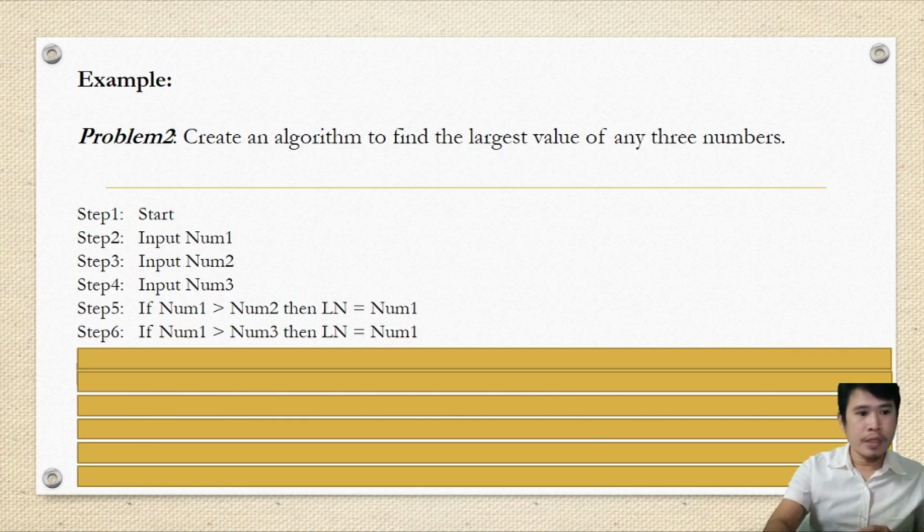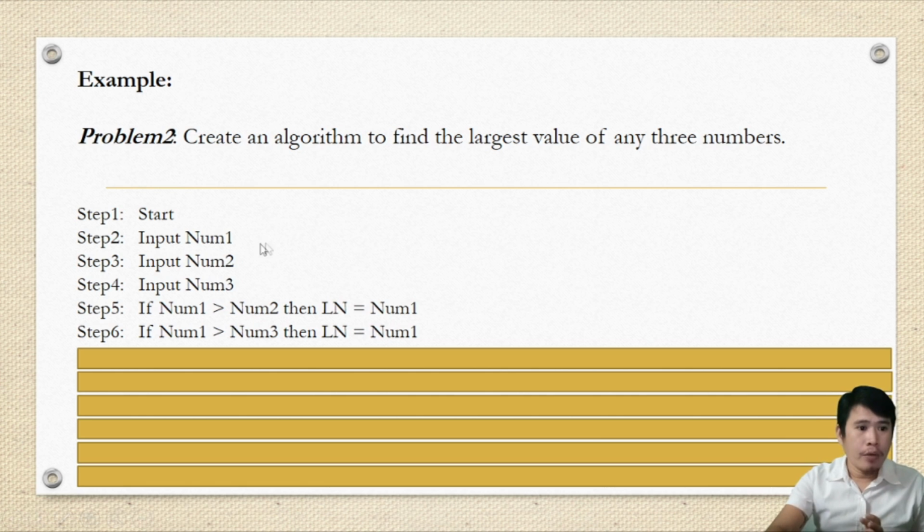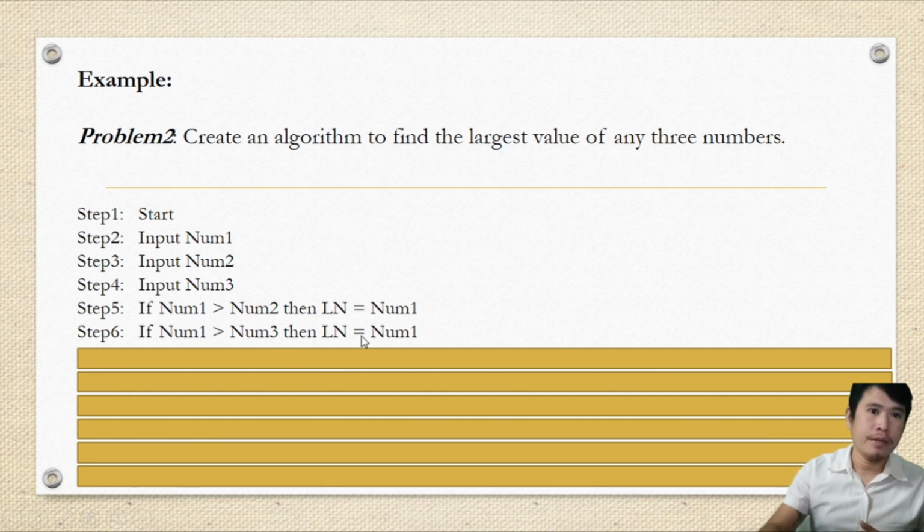Okay? Step 6, if num1 is greater than num3, then ln is equal to num1. So, as you can see, I compare num1 to num2, and after that, I compare num1 to num3. Okay? Whichever of them is true, the value of ln will change. Okay? So, next is step 7.